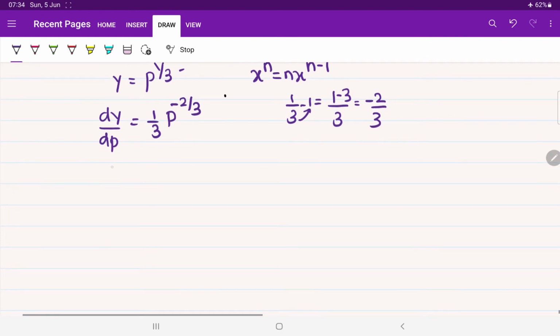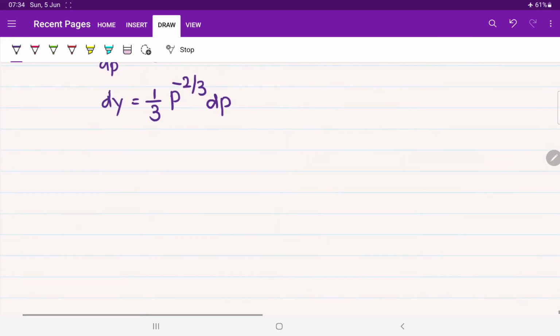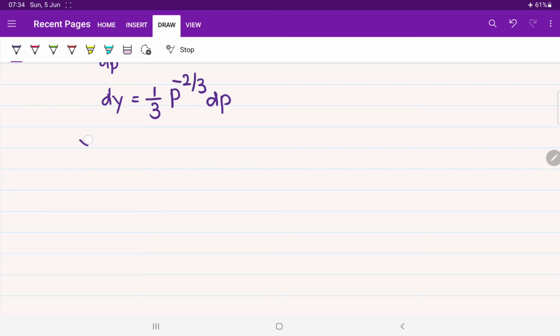From here we can write the value of dy as simply 1 by 3 p power minus 2 upon 3 into dp. That's all. That is the value of dy. Now it's time to replace the limits also. We are considering y power 3 equal to p, and the corresponding limits are given: y equal to 0, y equal to infinity. It is going from 0 to infinity.